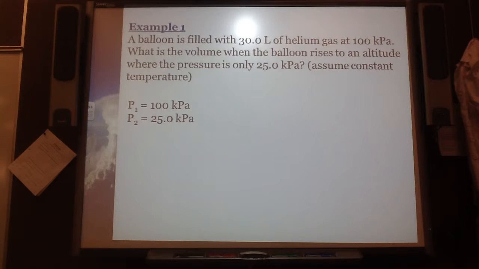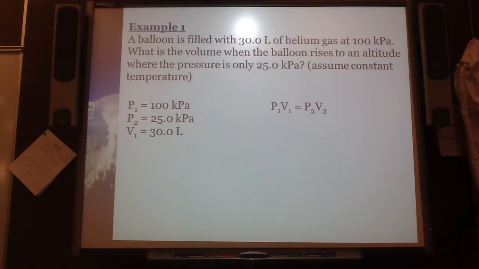So let's write down what we know. P1, your pressure from your first situation, is 100 kPa. Then P2, if this gas changed, the new circumstance, is 25 kPa. Then V1 is 30 liters. And we are looking for V2, our question mark. V2 is our question.